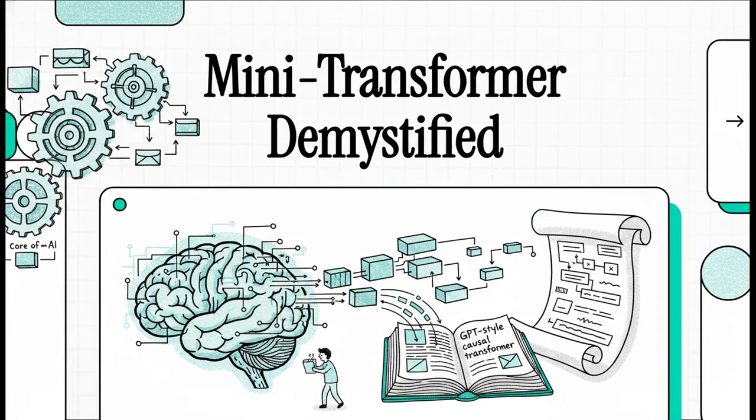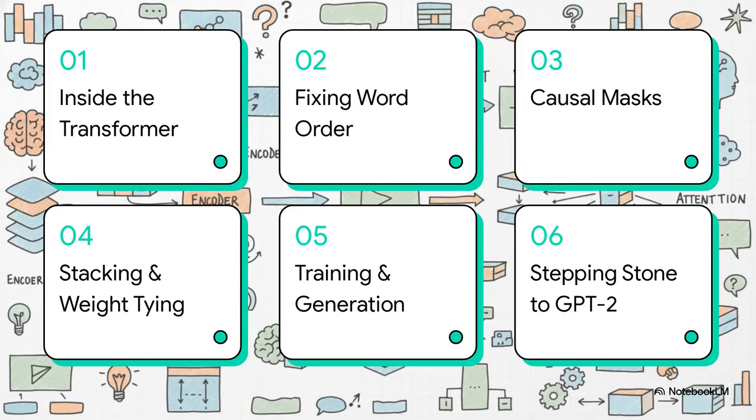And listen, this isn't just abstract theory. This is a hands-on blueprint for building a GPT-style causal transformer entirely from scratch. If you've ever wondered how large language models actually process and generate text at a fundamental level, you are absolutely in the right place. Okay, let's just dive right in.